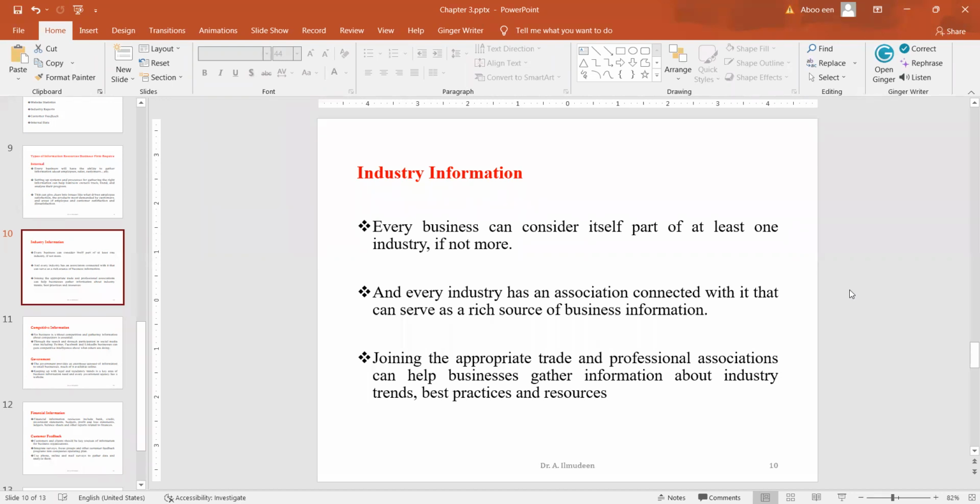And every industry has an association connected with it and can serve as a rich source of business information. So the industry is providing various kinds of rich sources of information for their stakeholders, like business organizations. So then they can maximize this information to get benefits. Joining the appropriate trade and professional associations can help businesses to gather information about industry trends, best practices and resources, and various other data.